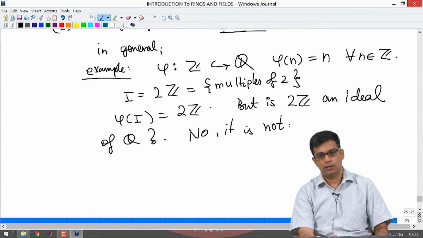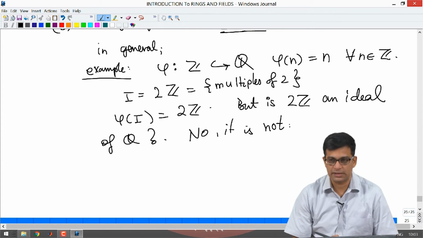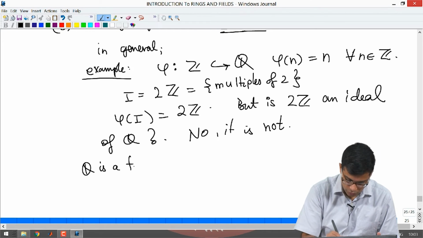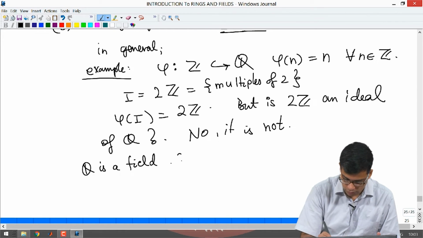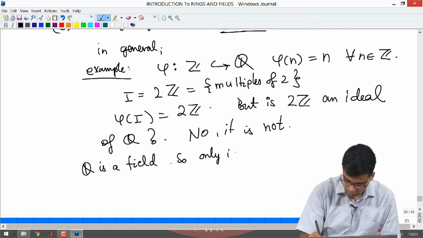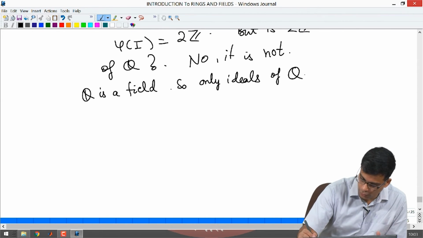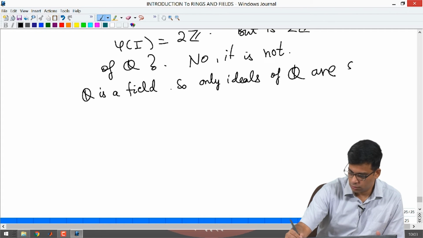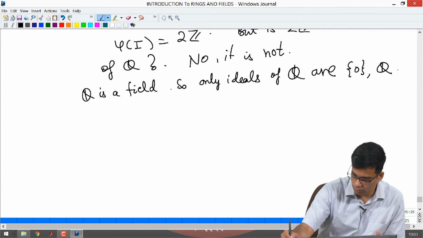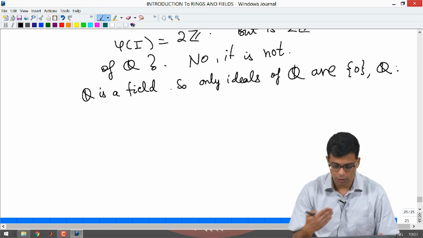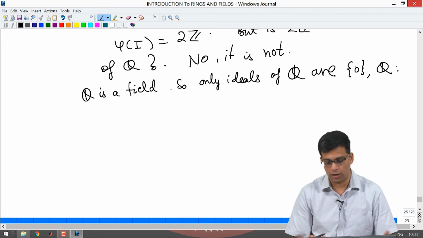For one thing, Q is a field, we know that. So the only ideals of Q are 0 and Q. By an earlier problem, we know that the only ideals of Q are 0 and Q. So 2Z is not an ideal of Q.